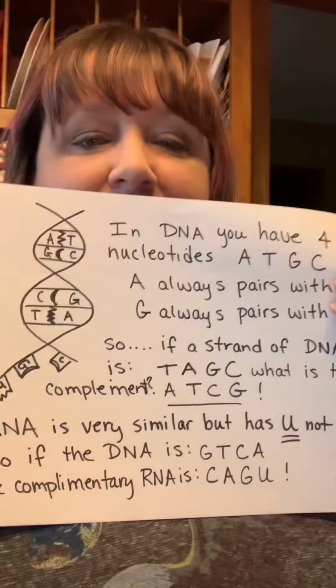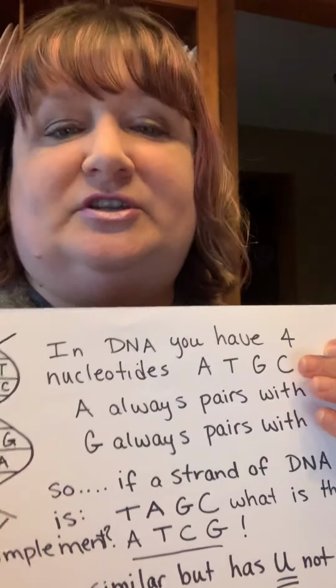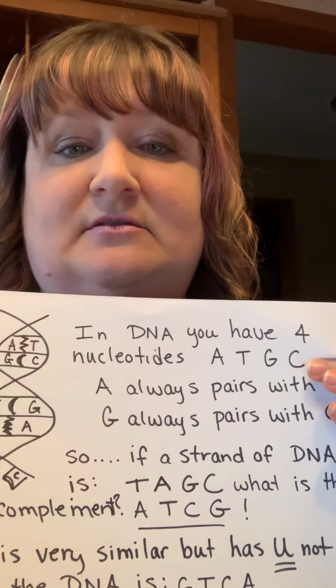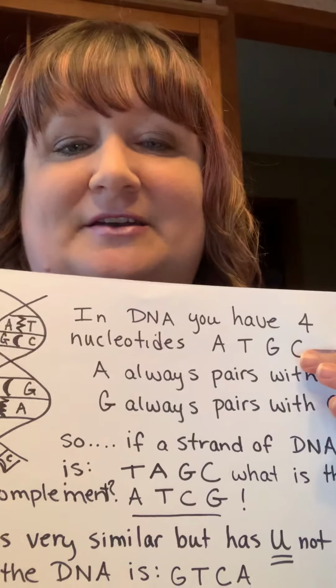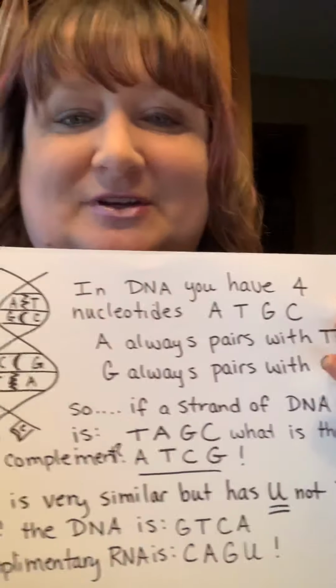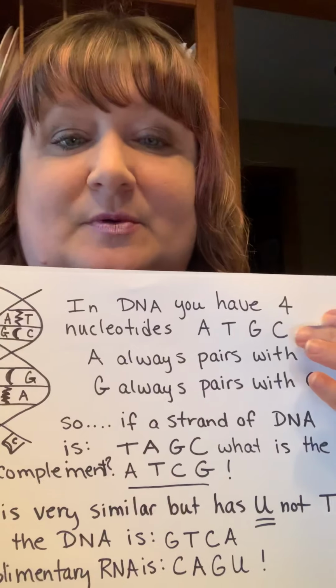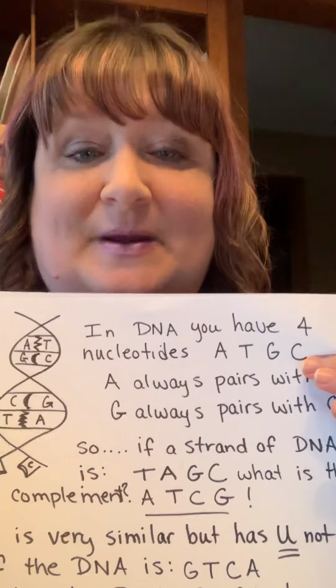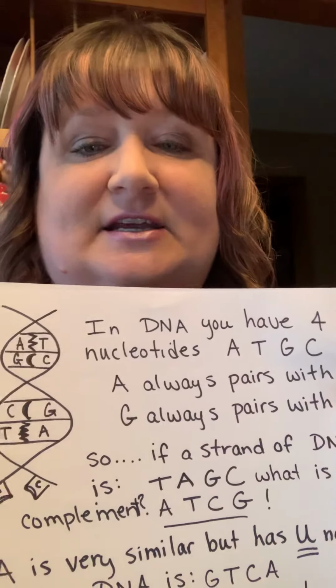So I made this. Probably the most important thing first is to understand that DNA has 4 nucleotides. It's A, T, G, and C. They do stand for adenine, thymine, guanine, cytosine, but you don't necessarily have to know that. Just remember the letters. And you should know that A and T are best friends. They always pair together, and G and C always pair together.